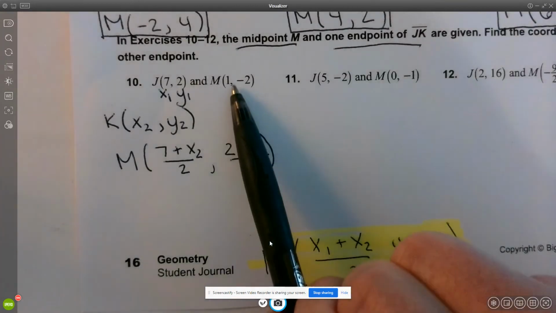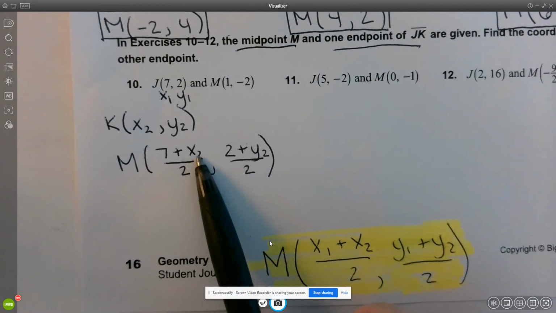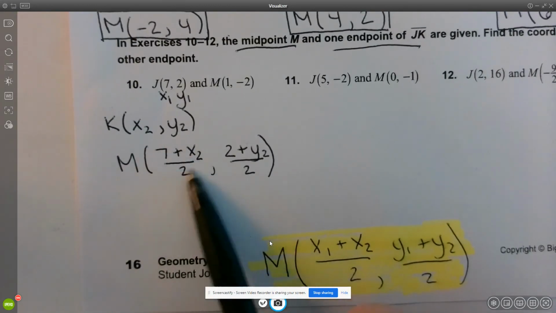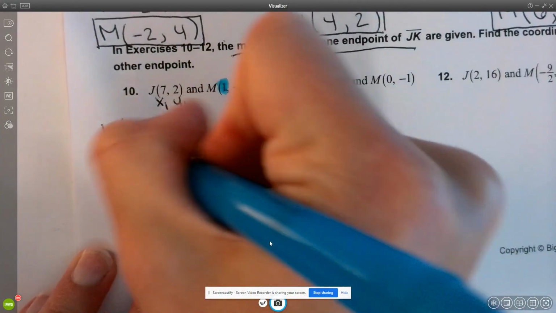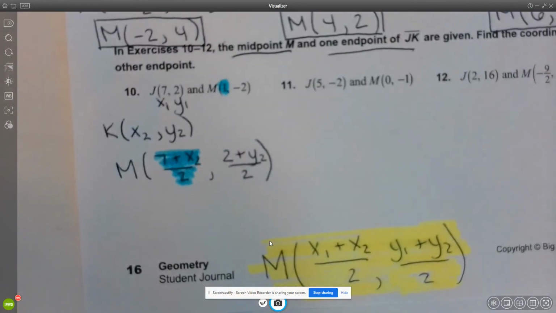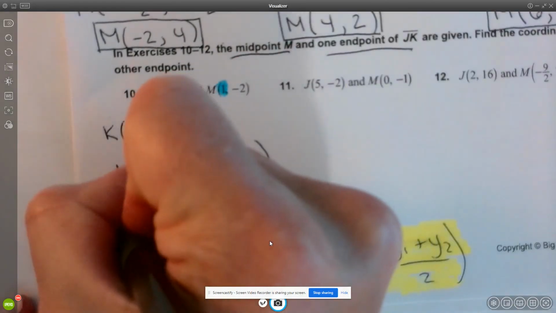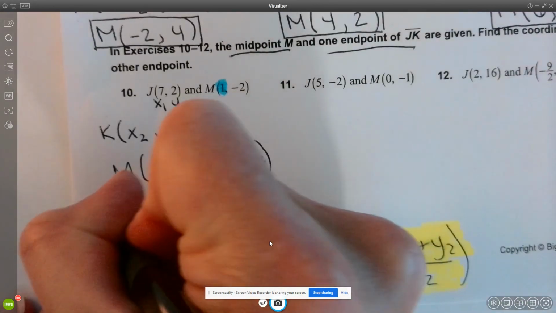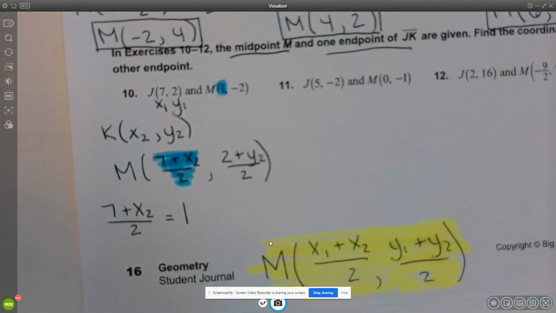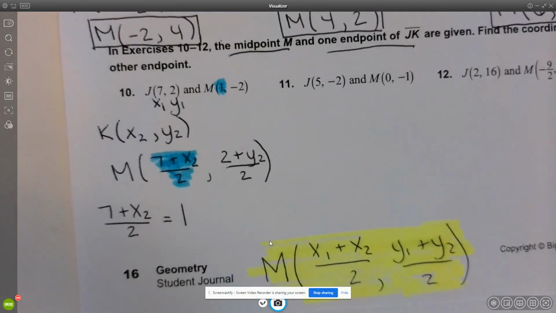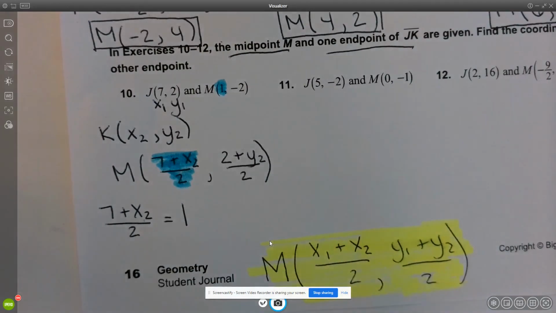Now, I do know the x and y coordinates of my midpoint. So whatever x2 is, I know that this x coordinate has to be 1, because that's the x coordinate of my midpoint. That helps me set up an equation. So 7 plus x2 divided by 2 has to be equal to 1. And now I can go ahead and solve this equation to find x2.